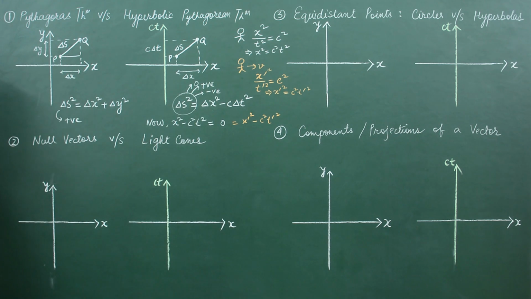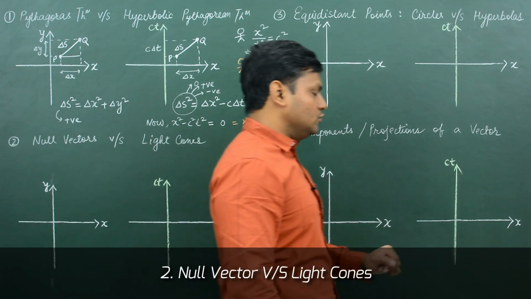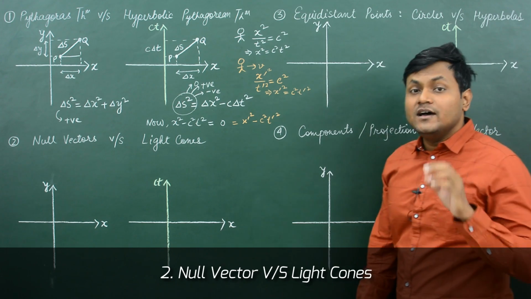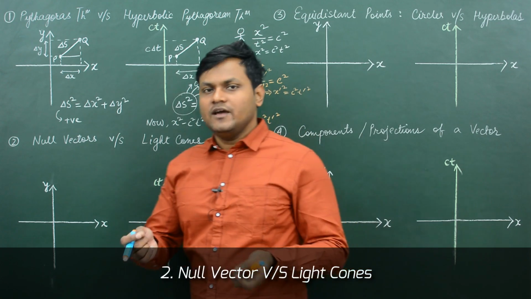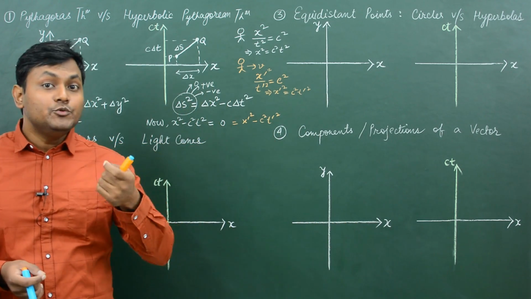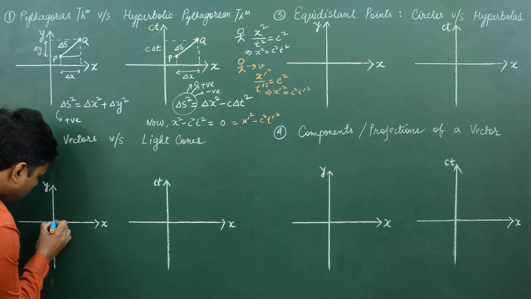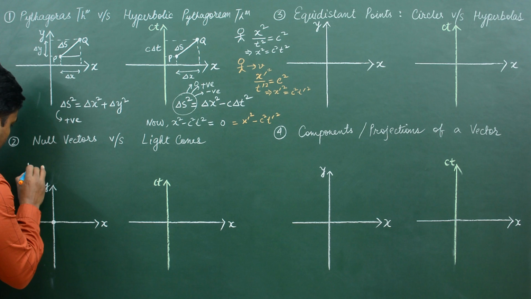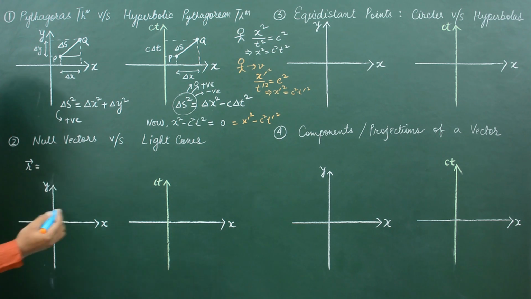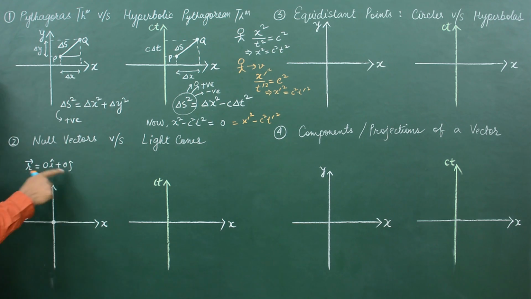This brings us to the next difference, which is null vectors versus light cones. So what is a null vector? In Euclidean space, if we construct a vector whose magnitude is 0, then we say it's a null vector. So for example, if I just draw a point in the origin, then the position vector for that point is simply equal to 0 i cap plus 0 j cap, isn't it? This is a null vector.